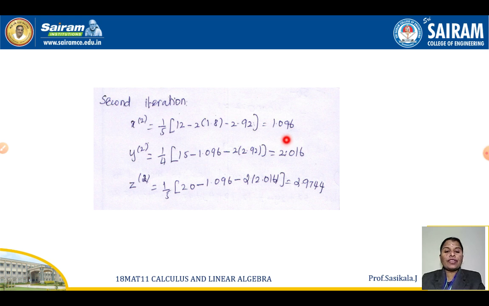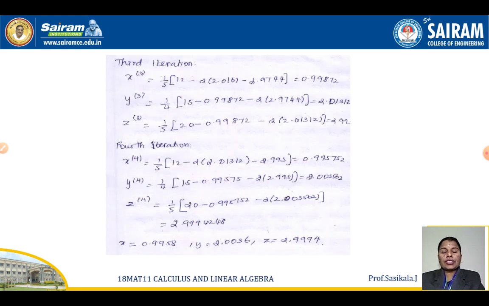I can get 1.096. You can use the calculator to get the answer. So y2 is 2.016, and z2, by substituting your x2 and y2, I can get 2.9744. Next, the third iteration by using the second iteration values, I can get x3 as 0.99872, and your y3 is 2.01312, and z3 is 2.995.